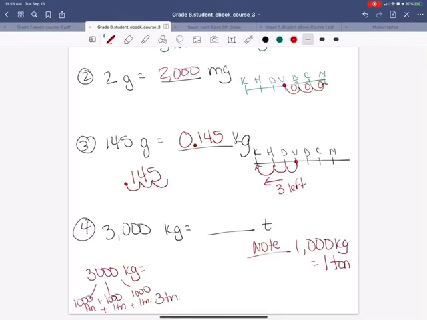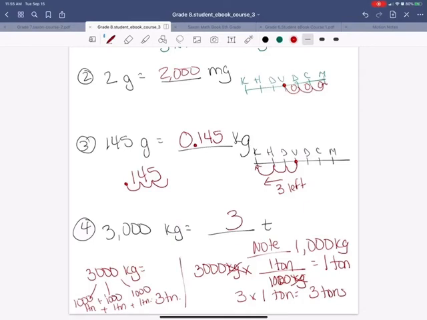Or if you simply say, we can nicely make our conversion, and if we cross out, we're left with 3 times 1 ton equals 3 tons. And our answer is 3. So you have a few different ways you can look at this to solve, but the biggest thing is remembering that 1,000 kilograms equals 1 ton.